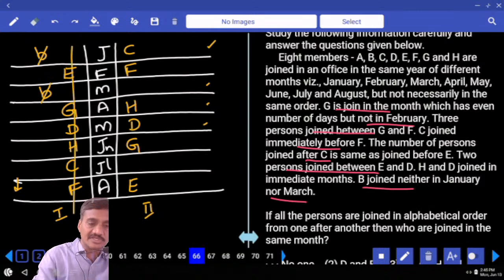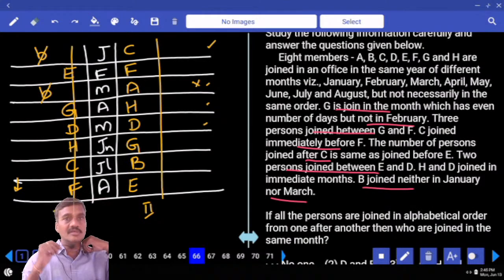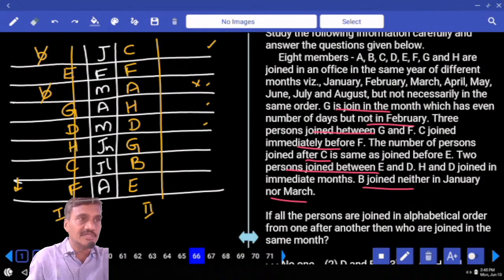So the first case is invalid. Now we are left with the second case. B cannot be in the month of March, so B must be in the month of July. And the person who is left over, who is it? A. A must be in the month of March. Clear? So what is the final arrangement we have? C, F, A, H, D, G, B, E is the order.